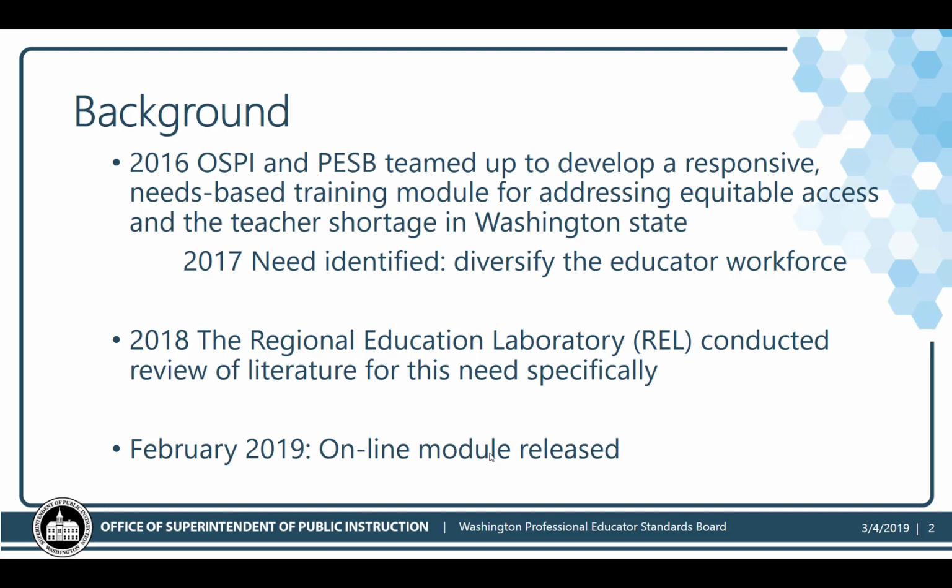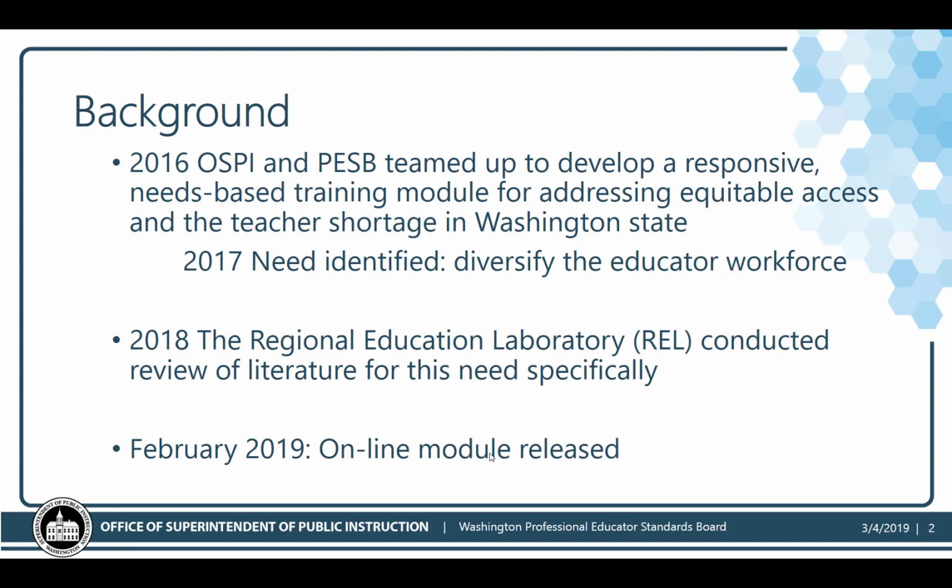So just to provide a little bit of background, in 2016, OSPI and PESB teamed up to develop a responsive needs-based training module for addressing equitable access and the teacher shortage in Washington State. This is all part of the plan that came out of Washington State's Ensuring Equitable Access to Excellent Educators State Equity Plan. It was a federal requirement under Title II, Part A, to ensure that our state's poor and minority children are not taught at higher rates than other children by inexperienced, ineffective, or out-of-field teachers.